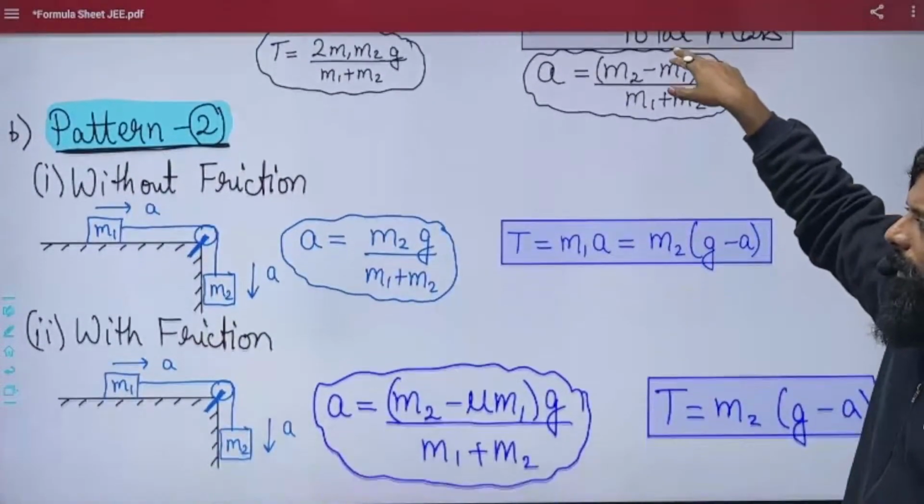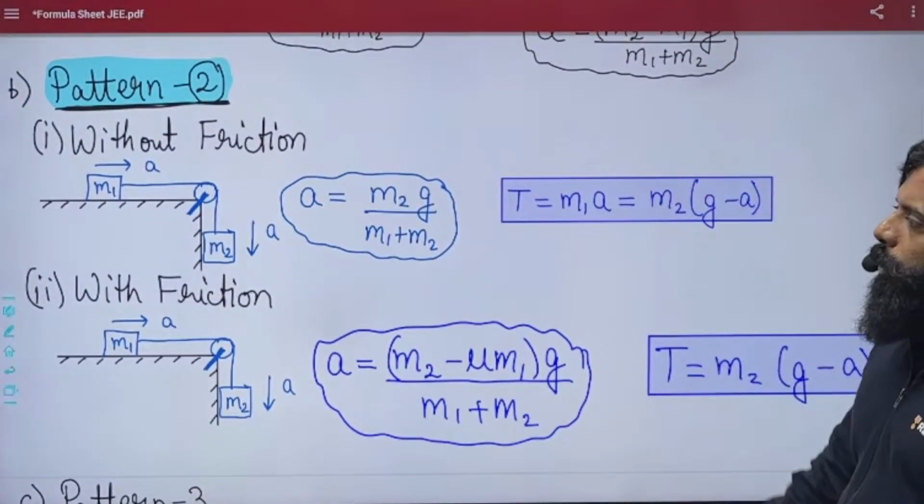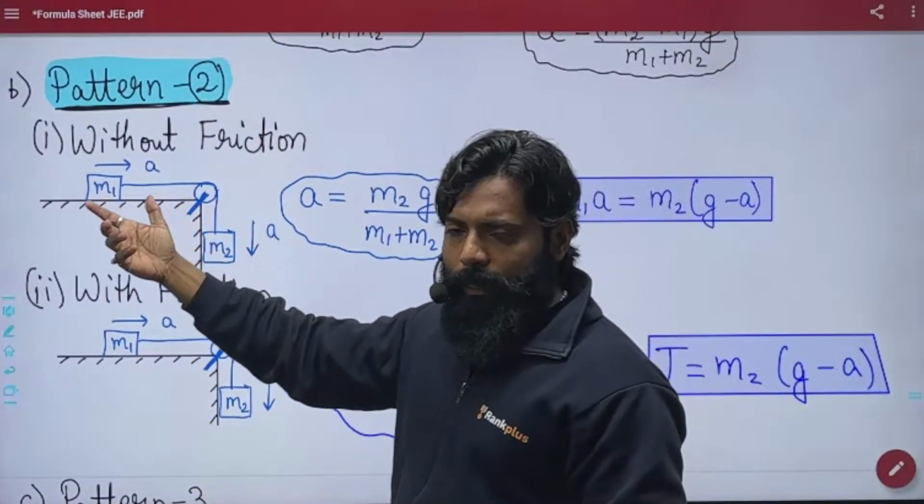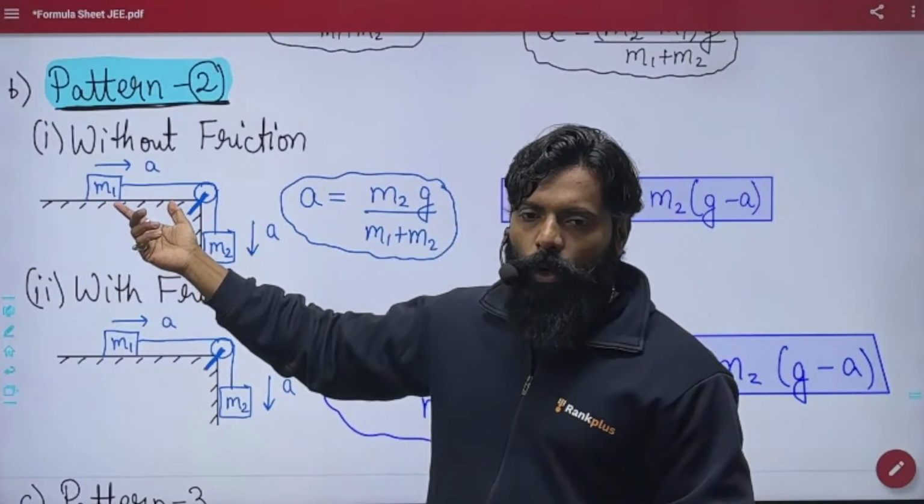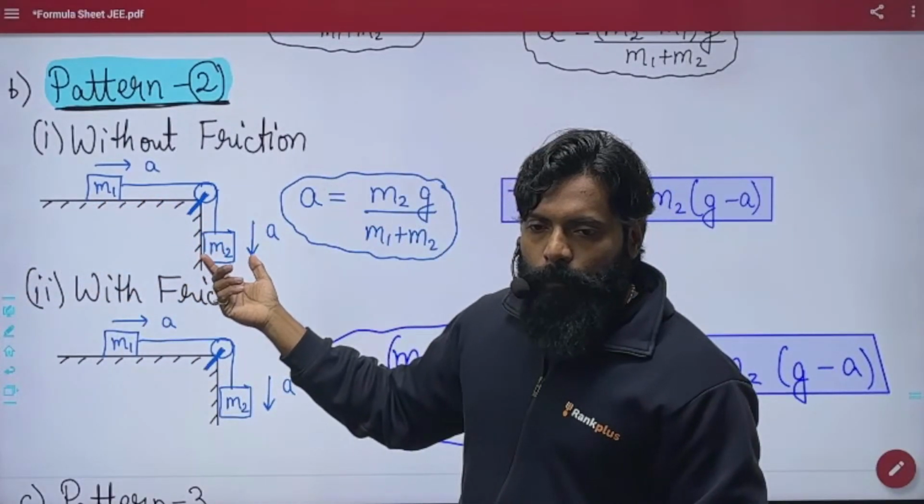There is another question, pattern 2. In pattern 2, there is a particular table. On that table, m1 rests horizontally, and m2 is hanging, right?